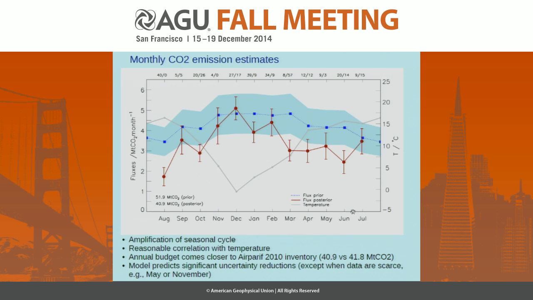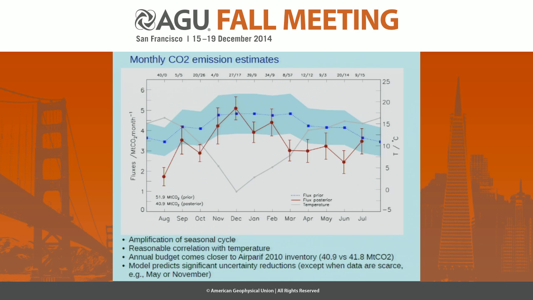So I come now to the first results. These are the monthly CO2 emission estimates. In blue, you see the Airparif 2008 estimate. It has a very weak seasonal cycle, as this inventory is only compiled for 5 months: 1 month in August, 1 month in fall, 1 month in winter, 1 month in spring, and then July again. In red, you see the posterior fluxes, after the inversion has done its job.